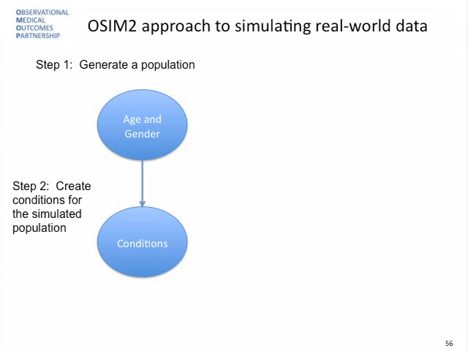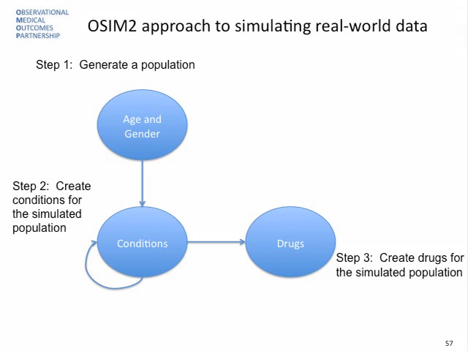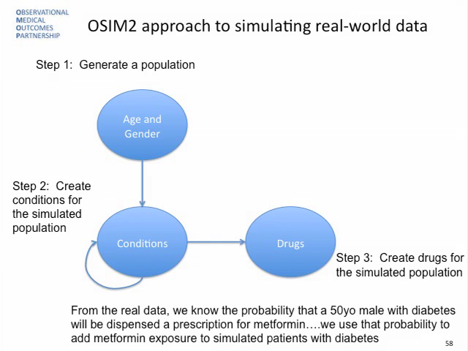So once you've added in the conditions, the next thing we do is add in drugs. And this sequence is very important. From the real world data, we know the probability that a 50-year-old male with diabetes will be dispensed a prescription for, say, metformin. We use that probability to add metformin exposure to those simulated patients. So now we have drugs that got there driven by the disease, but there's never a disease driven by the drug from the real data yet. So it's just that one direction.